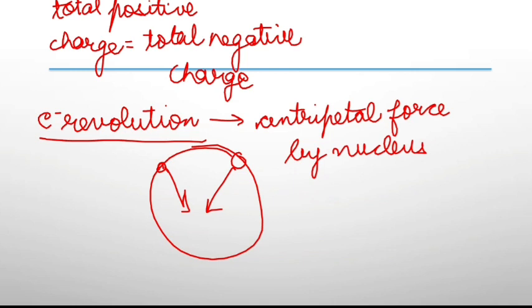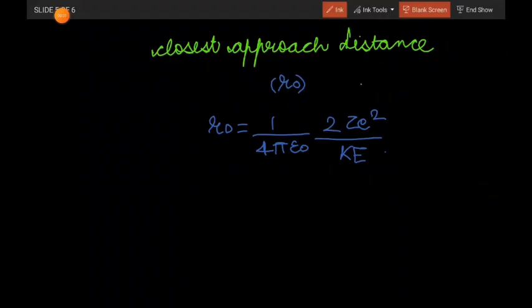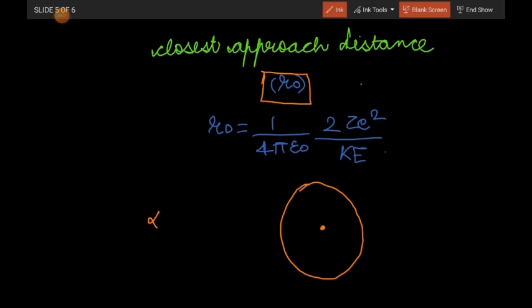Now let us discuss another important topic, the distance of closest approach. Let's learn what we mean by the distance of closest approach, or the closest approach distance. First of all, it is denoted by R0. Now what is it actually? Suppose we have the alpha particle, and this is our atom, and this is the nucleus. The nucleus will exert a repulsive force on a positively charged body, because the nucleus is itself positive. This alpha particle has very little charge and very little mass as compared to the nucleus.